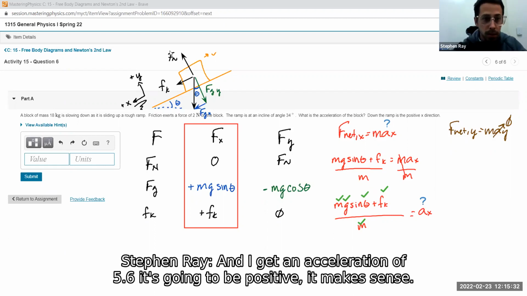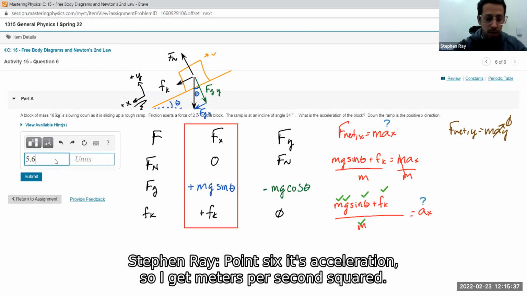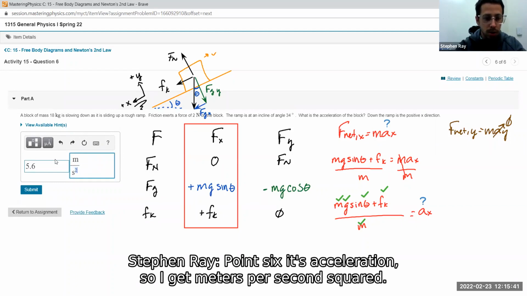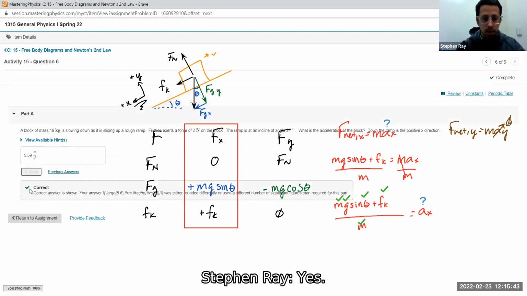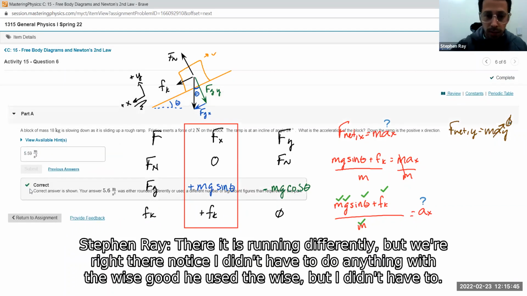It's going to be positive, yep, makes sense. 5.6, it's acceleration, so I get meters per second squared. There it is. Rounded differently, but we're right there. Notice I didn't have to do anything with the y's. Could have used the y's, but I didn't have to.